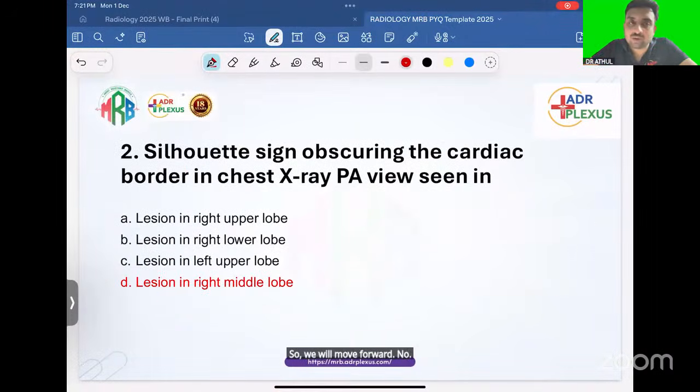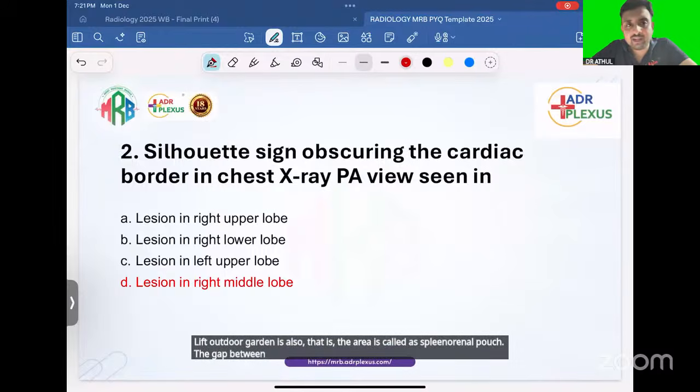The left outer quadrant is also called the splenorenal pouch, the gap between the spleen and the left kidney. Look for fluid only. FAST is done to see fluid. We are only looking for fluid.